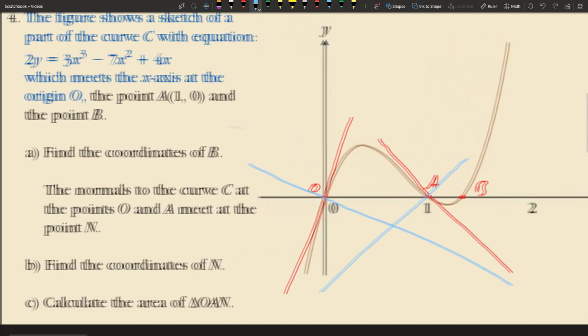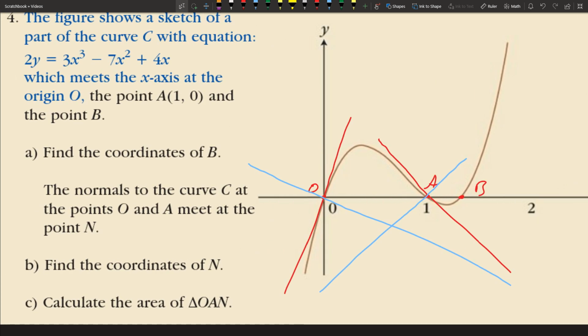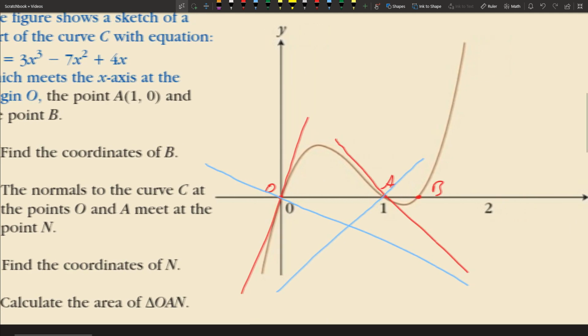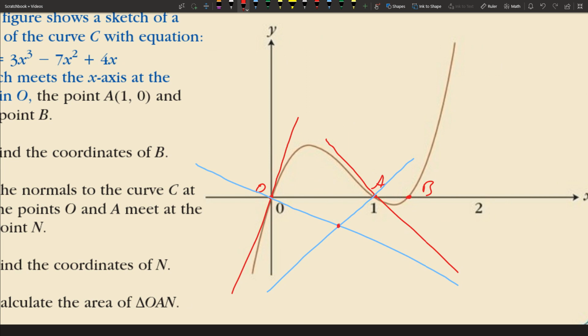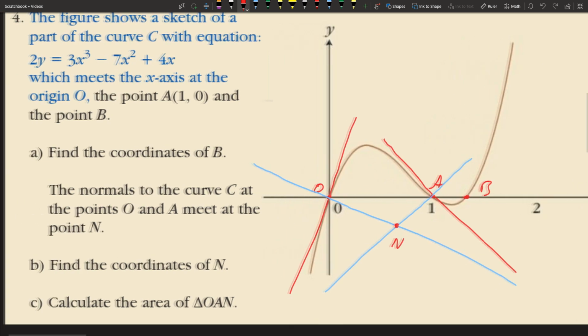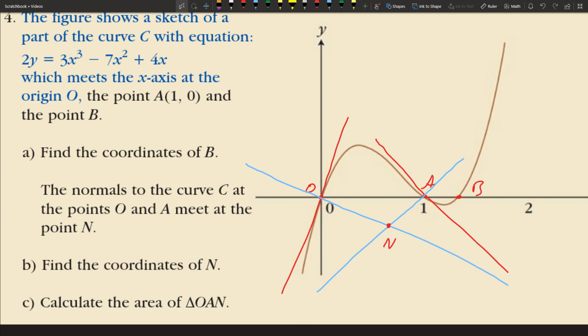And then they said that the two normals meet at the point N. So I'm going to label this point N, right? We need to find the coordinates of this point. And for part C, they said calculate the area of the triangle OAN. So here's a triangle, the green one. This is your triangle, and they want us to find the area.